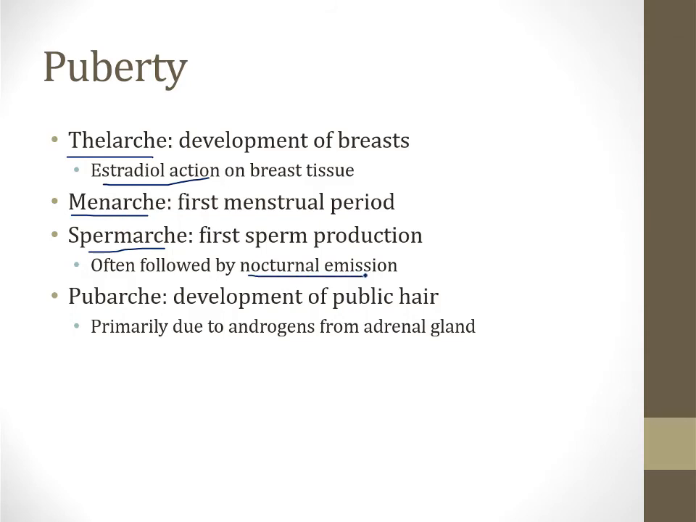That's because the parasympathetic nervous system is very active at night. That often leads to an erection. And when boys are beginning to develop sperm, that's often when the first emission occurs. And finally, pubarche is the development of pubic hair. This is primarily due to androgens that come from the adrenal gland at the time of puberty.